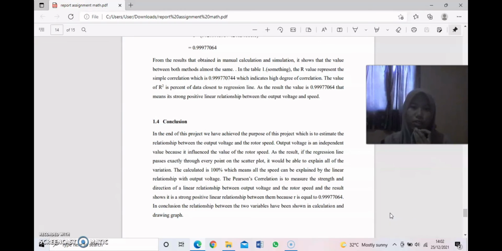So in conclusion, the relationship between the two variables has been shown in calculation and in the drawn graph. Like I said for Pearson correlation, in our assignment, both data simulation and calculation show a strong positive linear relationship between output voltage and speed. That's all for me. Thank you.